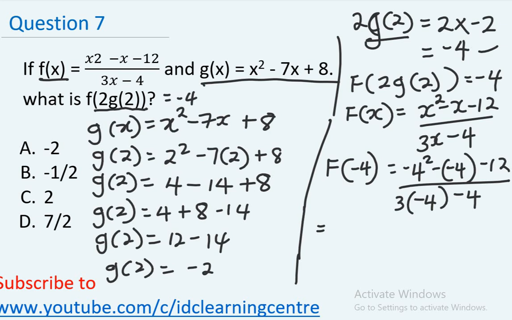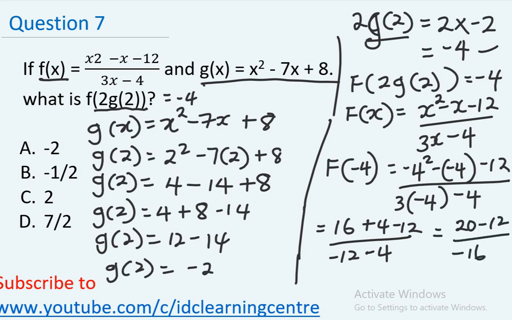So this will give me minus 4 squared is 16, that's minus 4 times minus 4. Minus times minus 4 is plus 4. Minus 12 over minus 12, 3 times minus 4 is minus 12, minus 4. This will give me 20 minus 12 over minus 16, which will give us 8 over minus 16. 8 into 8 is 1, 8 into minus 16 is minus 2, and this will be the answer, minus half.